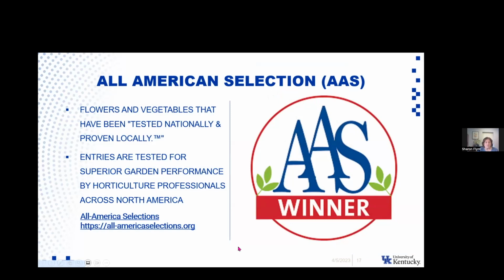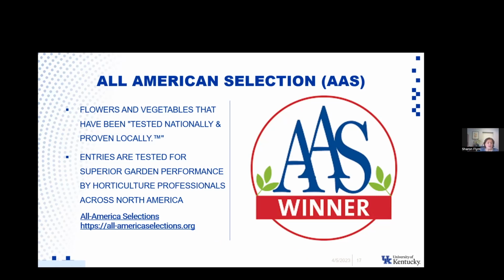Okay, another one that you might see is All-America Selections. You can see the link there below. These are flowers and vegetables that have been tested nationally and proven locally. And that little slogan has a TM there, so that's their exclusive slogan to use. Any of the entries are tested for superior garden performance by horticulture professionals across North America.